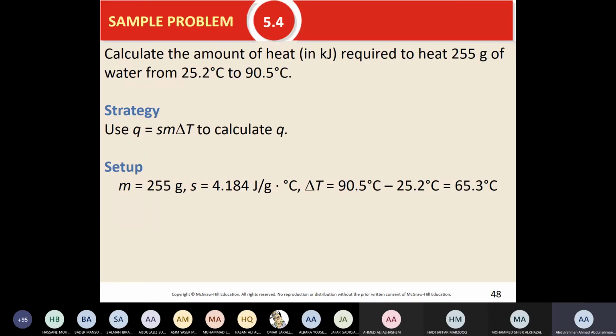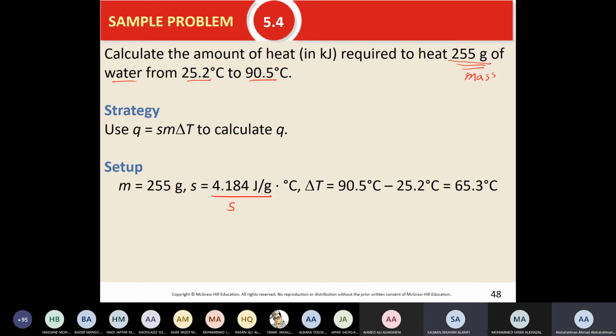Calculate the amount of heat required to heat 255 grams of water from 25.2 to 90.5 degrees C. Go ahead, solve this problem. Don't forget, what's this 255? The mass. Okay. What's the specific heat of water? 4.184. I wanted you to memorize this. The specific heat of water. Then 69.6 kilojoule.